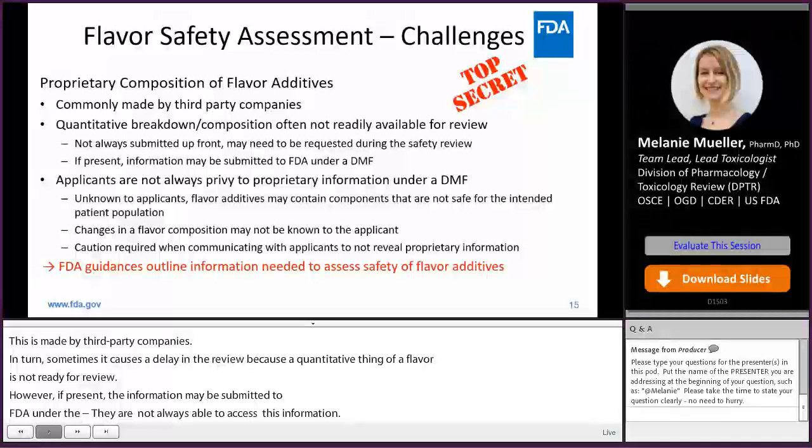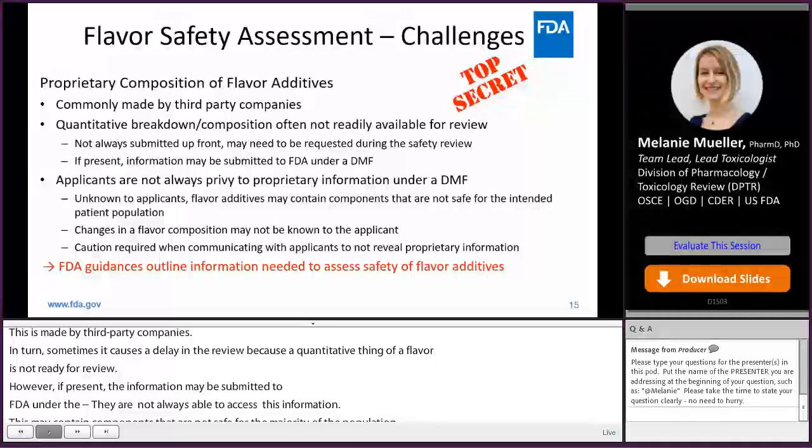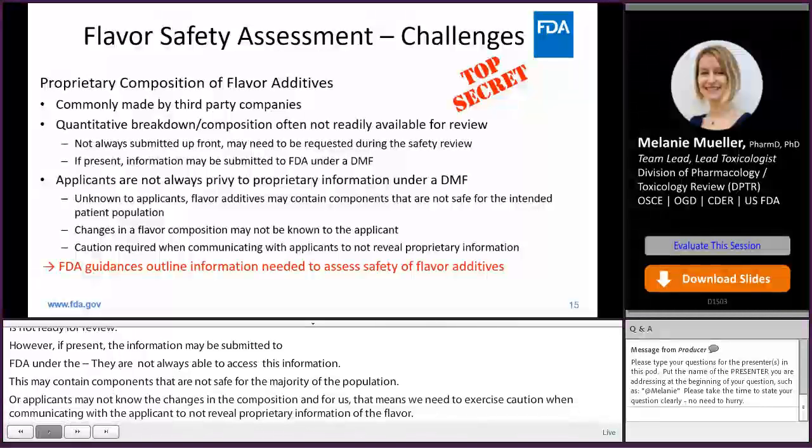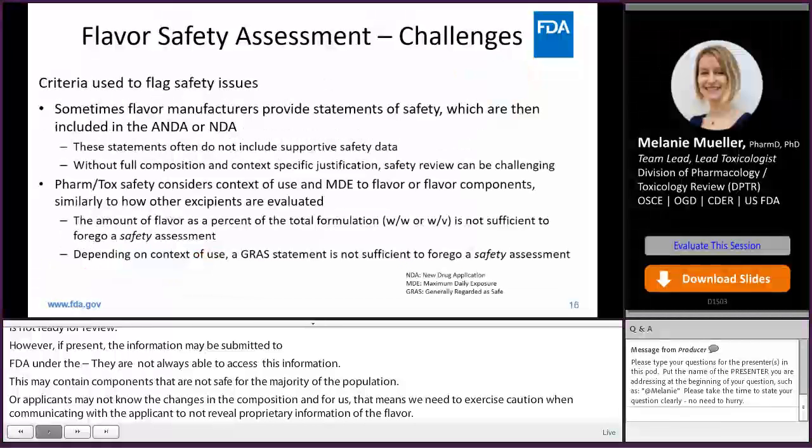And for us, that means we need to exercise caution when communicating with the applicant to not reveal proprietary information of a flavor. To alleviate these problems, PharmTax drafted language for FDA guidance that specifies that the quantitative breakdown needs to be readily accessible for FDA to conduct a comprehensive review of the safety of a flavor.